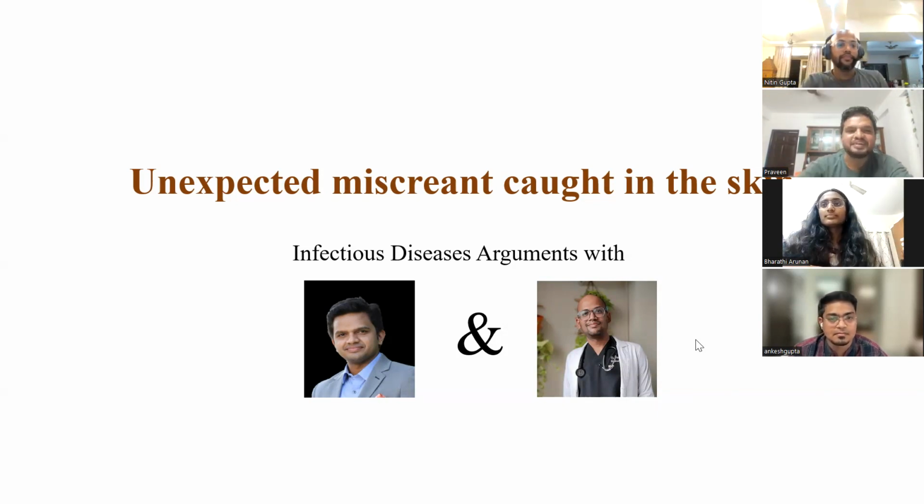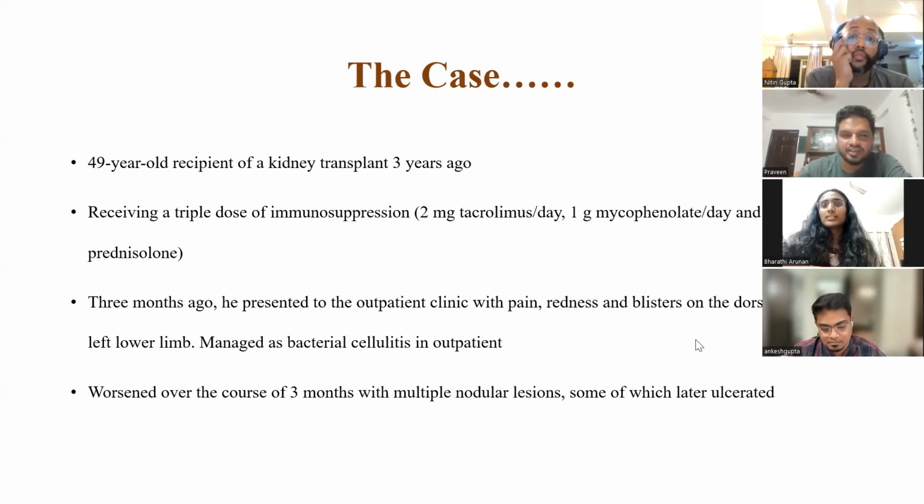Thank you. Yeah, so let us start. This is the first case. We are discussing only one case, right? So this is a 49-year-old gentleman, a recipient of a renal allograft, live donor, 3 years back. The post-transplant course was uneventful. There was no history of rejection and no history of any opportunistic infections. And he's on tapering doses of immunosuppression.